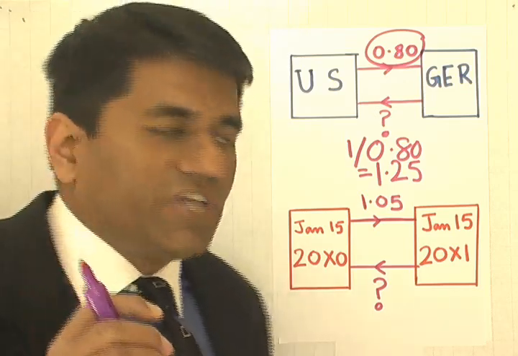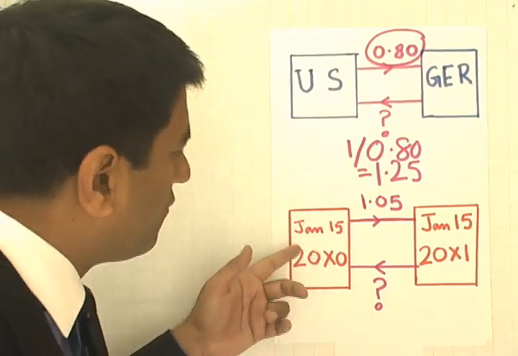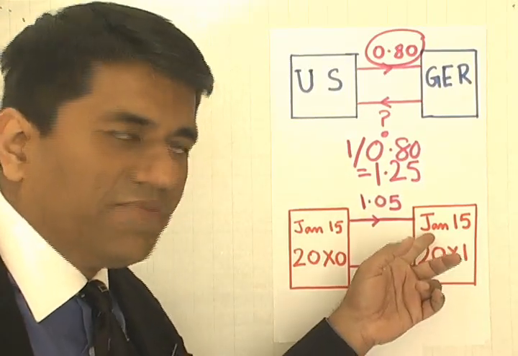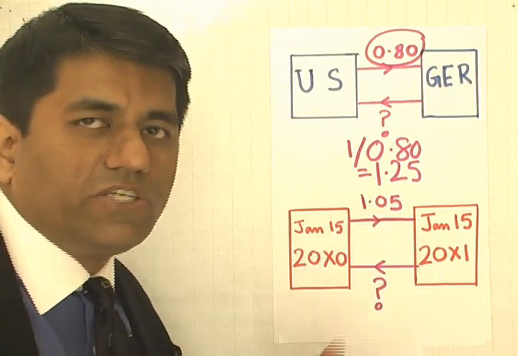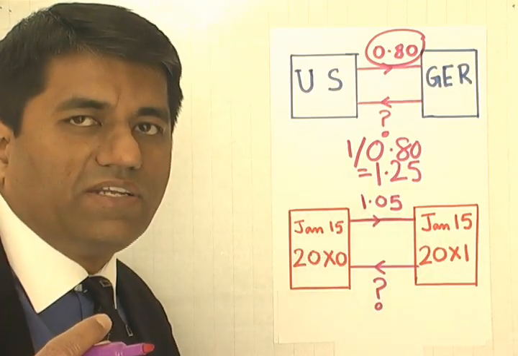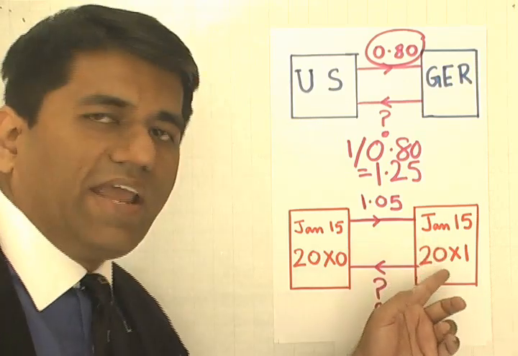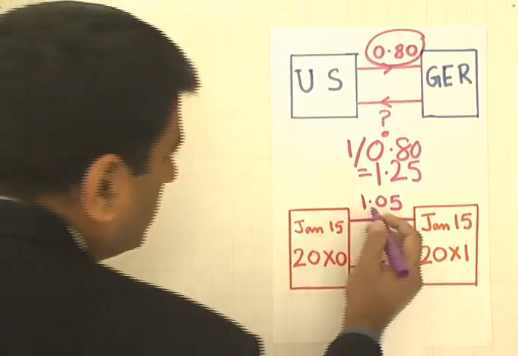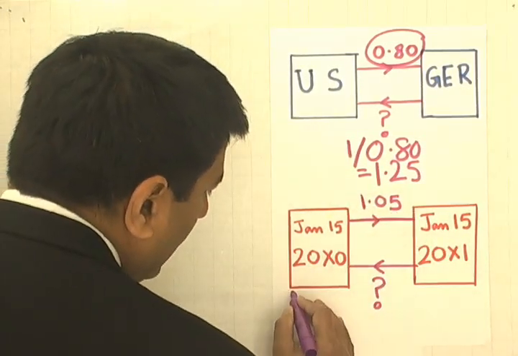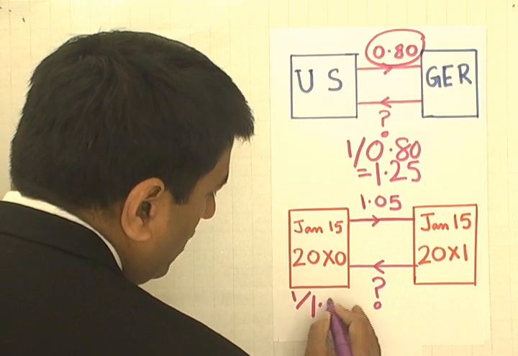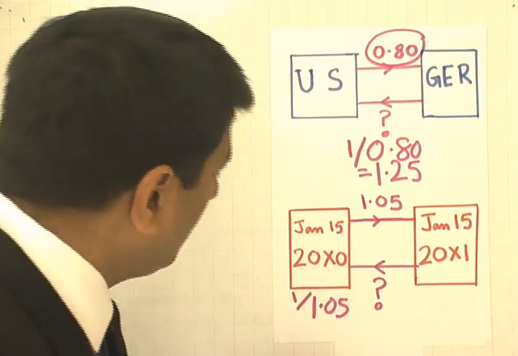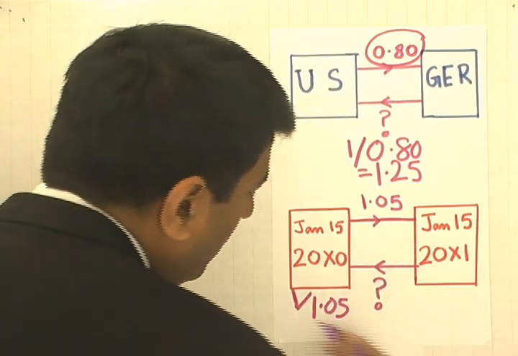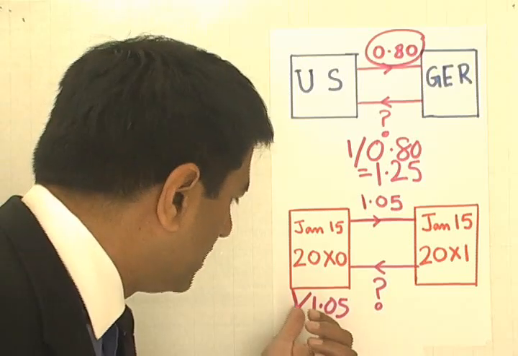So by the same logic, the exchange rate from today to 1 year in the future, if that is 1.05, which corresponds to a 5% rate of return, then the exchange rate from the future to today must equal the reciprocal of this, that is 1 divided by 1.05. And what is this number that we have here, which is 1 divided by 1.05?